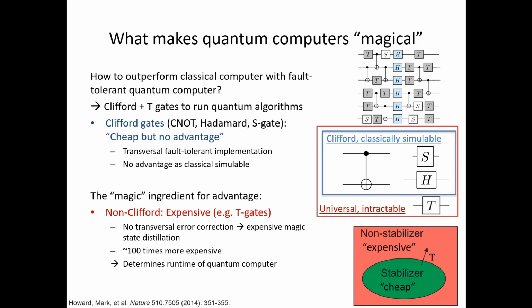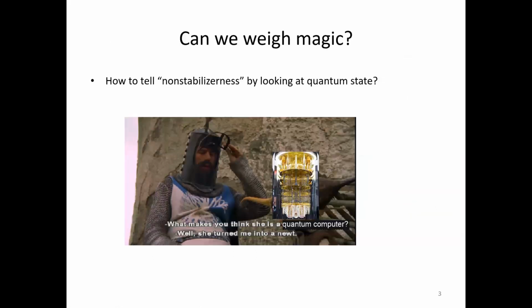If you want to go beyond that and actually run a universal quantum computation, we need some kind of magic ingredient that gives us the power to do non-trivial stuff. These are, for example, T gates, but you can also use any other non-Clifford gate. They have the problem that they're expensive because you can't transversally error correct them. So you need a more complicated error correction protocol in order to fix these states. Counting the T gates, or this magic, gives you the main cost of running your quantum computer. So this is the key quantity that we need to consider in quantum computing.